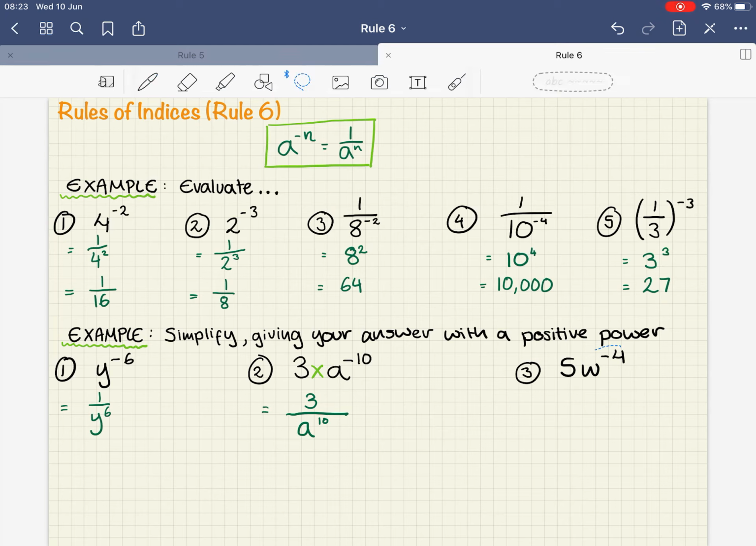Same here as well, so remember, between them, that is just going to be a multiplication. And only the w is affected by that negative power. So the 5 stays on top. And the w goes underneath with that negative dropped.